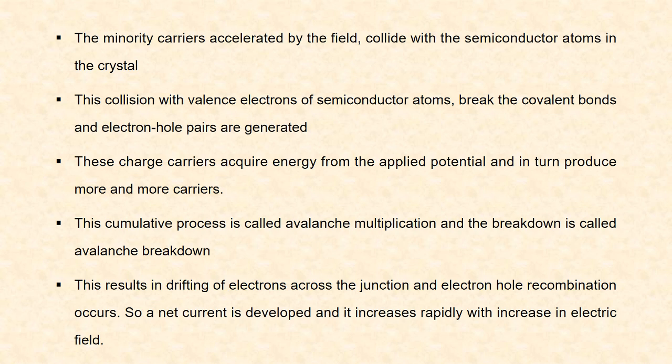These charge carriers, that is electron and hole, acquire energy from the applied potential and in turn produce more and more carriers. Hence, more free electrons are produced. This cumulative process is called avalanche multiplication and the breakdown is called avalanche breakdown. This results in drifting of electrons across the junction and electron-hole recombination occurs. So, a net current is developed and this current increases rapidly with the increase in electric field.